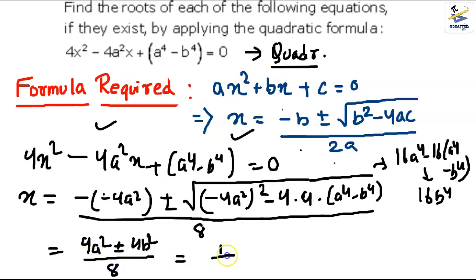Now 4's cancel off and you get the roots as half of a square plus b square and the other root as half of a square minus b square. And that's all. It was easy.